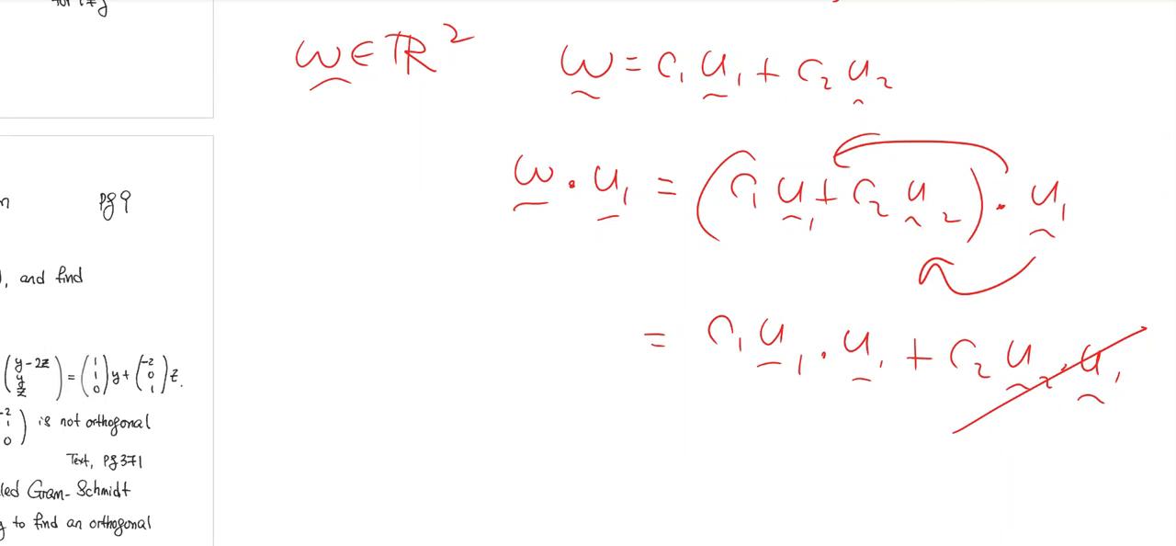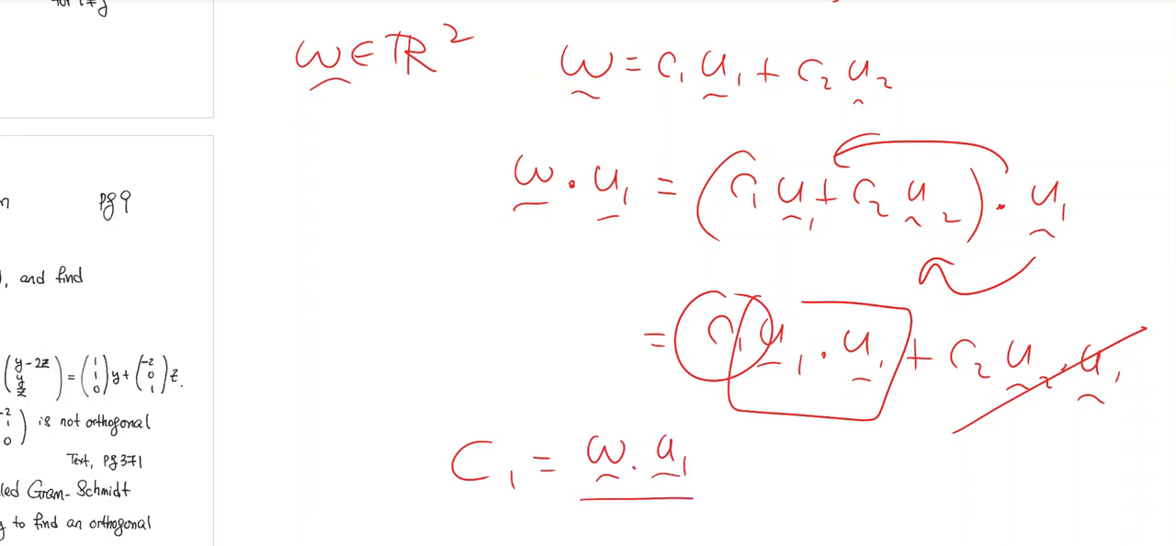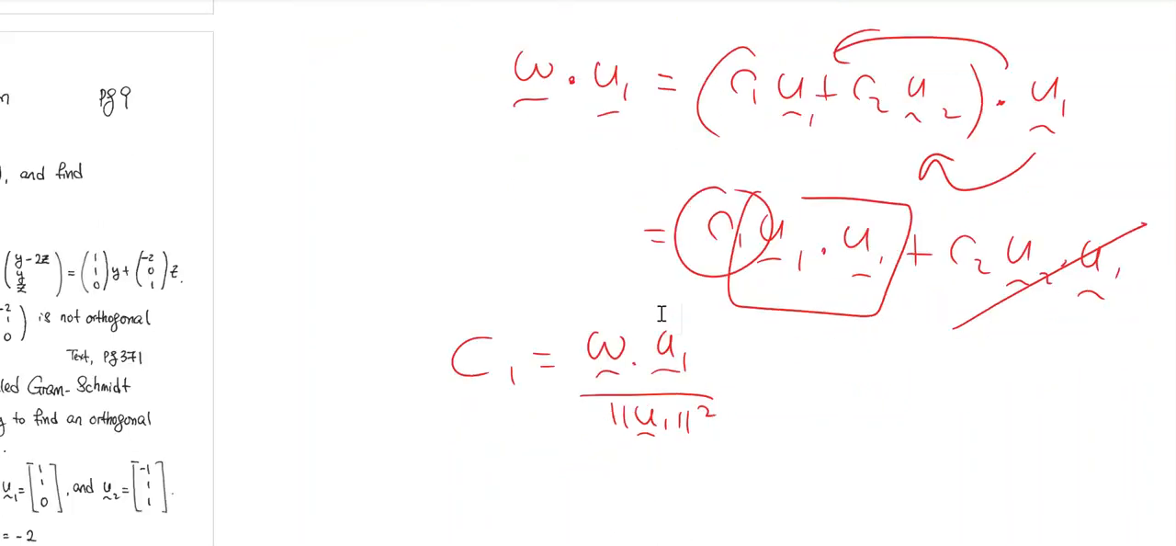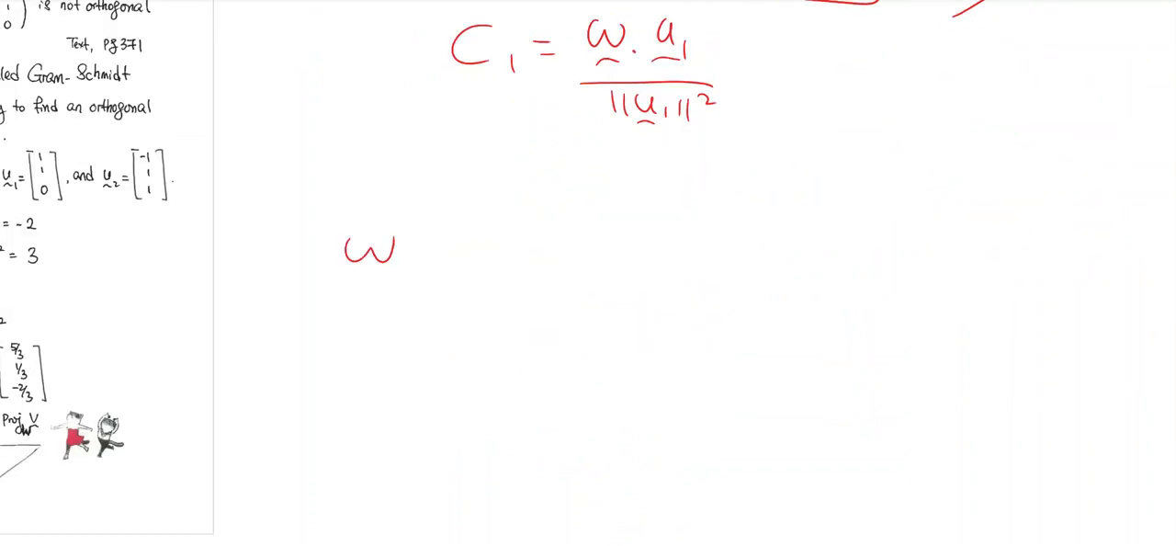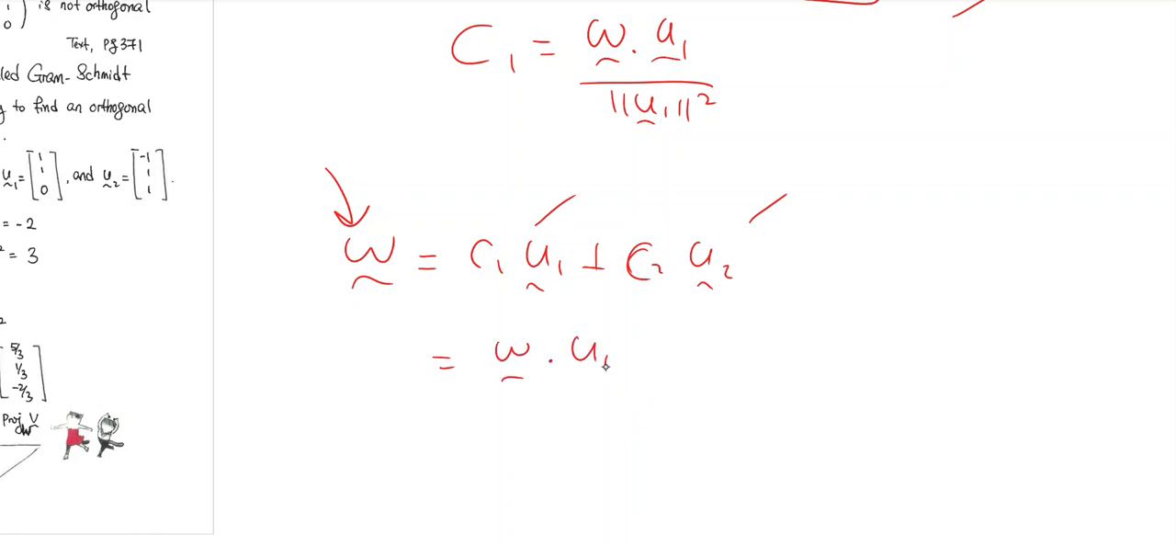And because they're orthogonal, this part here is 0. This part here is non-zero. So you can see that c1 immediately is w dot u1 over u1 dot u1, which is the magnitude of u1 squared. So you can identify c1 pretty easily like that, without doing any row reductions and stuff like that. So if you have an orthogonal basis, w is going to be c1 u1 plus c2 u2. They are bases, so any vector w can be written as a linear combination of u1, u2, and we know exactly what c1 is. So c1 is w dot u1 over the magnitude of u1 squared.